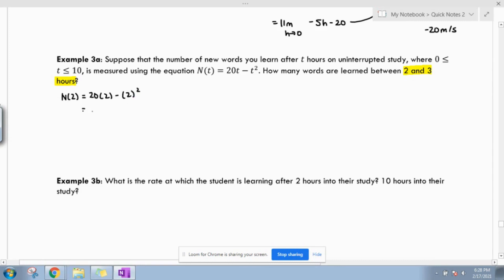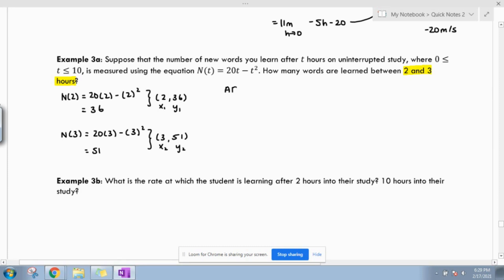squared. And if I simplify that, that's going to give me 36. If I figure out the number of words learned after 3 hours, I'm going to do 20 times 3 minus 3 squared, and that's going to give me 51. So I've got 2 ordered pairs to work with now, 2 and 36, and then my second ordered pair is 3 and 51. This is x1, y1, x2, y2.